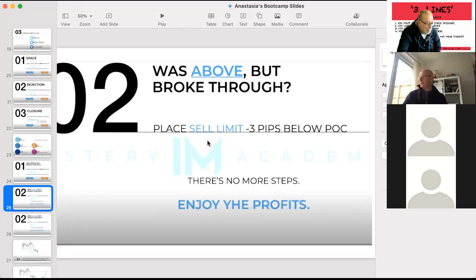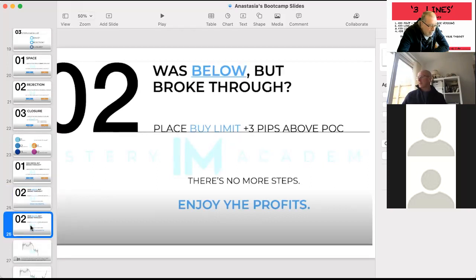And if I'm still satisfied, if it's still ticking my check boxes, then I would get in. Maybe if you've got tighter timescales and you're not able to sit and watch, maybe you go down that route of taking a sell limit. And she's giving you some padding as well. Instead of setting the sell limit at the line, she's saying set it 3 pips below, and it seems to work for her. So I shouldn't really be knocking it, but I'm trying to tell you how I trade. If price was below and broke through, then the opposite applies. Wait and put a buy limit on at 3 pips above the POC.